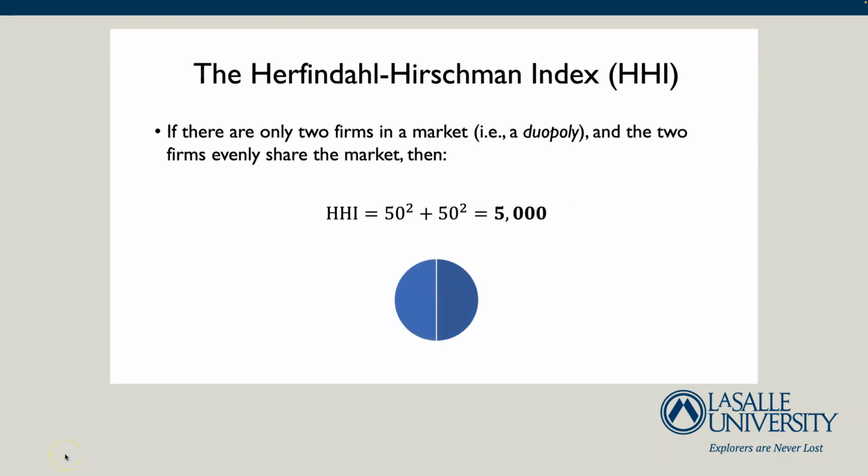If we only have two firms in a market, we have a duopoly, and the two firms evenly share the market, then the HHI for that market would be 5,000.